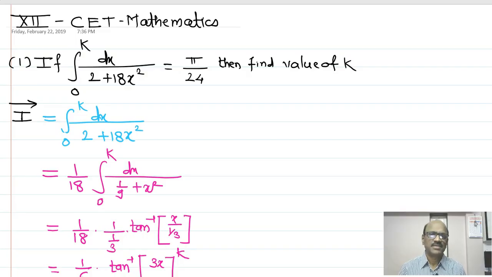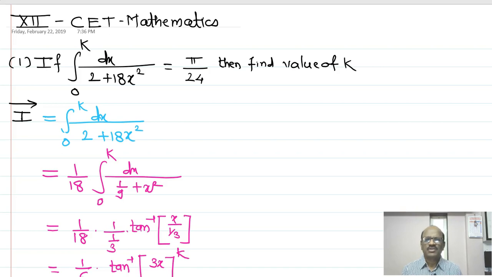That is the first example. If the integral from 0 to k of dx upon 2 plus 18x square is equal to pi upon 24, then find the value of k. This is an example from the definite integral. Now this is a very simple thing. The integral of dx upon a square plus x square is equal to 1 upon a tan inverse of x upon a, of this form.